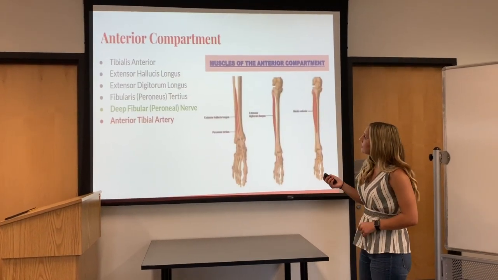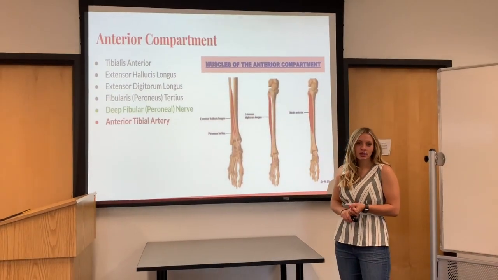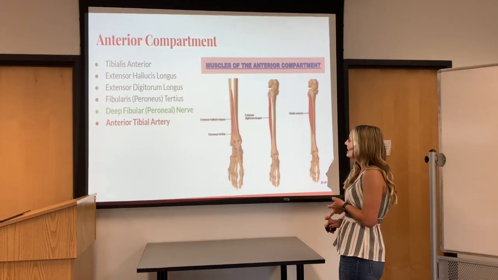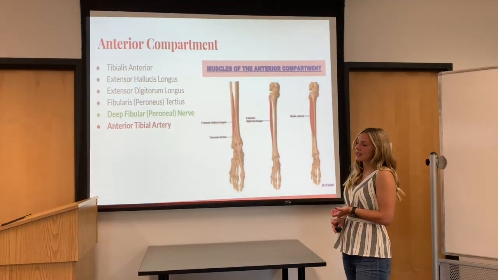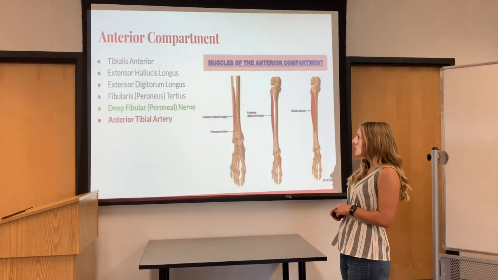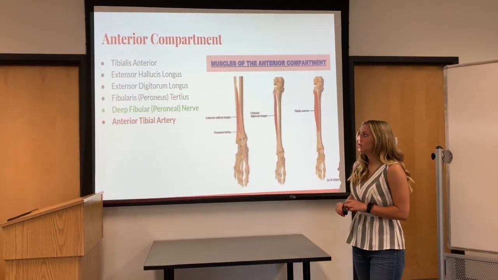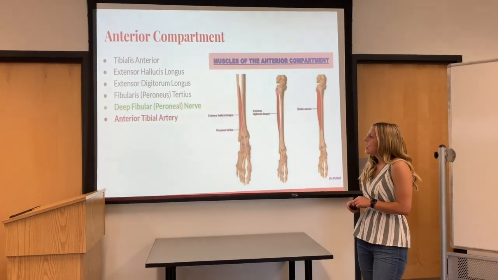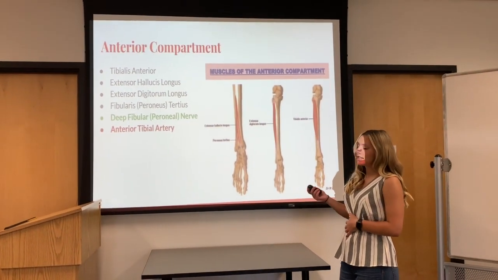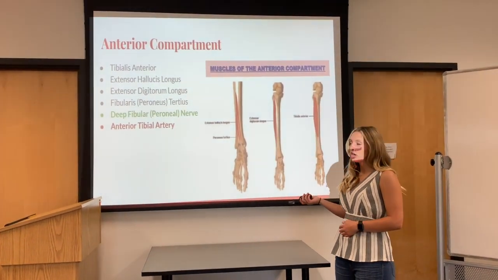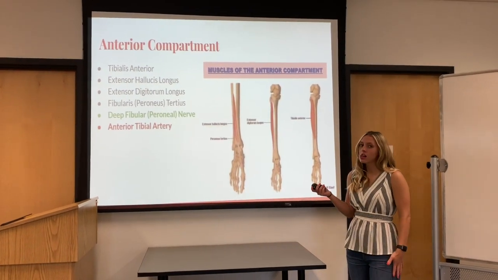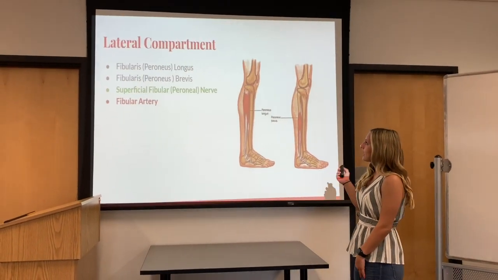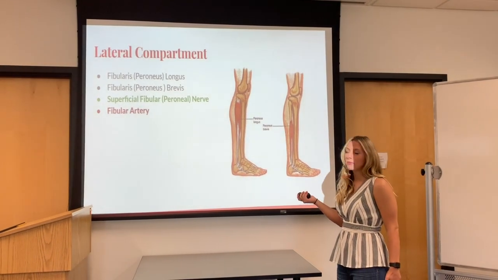So looking at the first compartment, it is going to be the anterior compartment. That is comprised of the tibialis anterior, extensor hallucis longus, extensor digitorum longus, fibularis tertius, and then it also has a nerve, and that's going to be the deep fibular or the peroneal nerve, and then the anterior tibial artery as well.